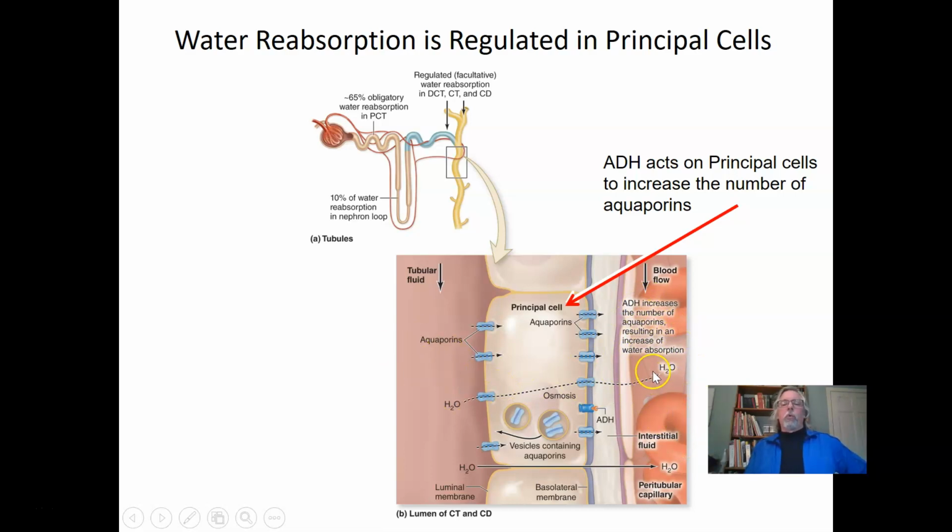We're going to reclaim more water, and we're going to lose less water in the urine. The urine is going to be more concentrated, but there's going to be less volume. That's what we're going to do if we're dehydrated. Okay?